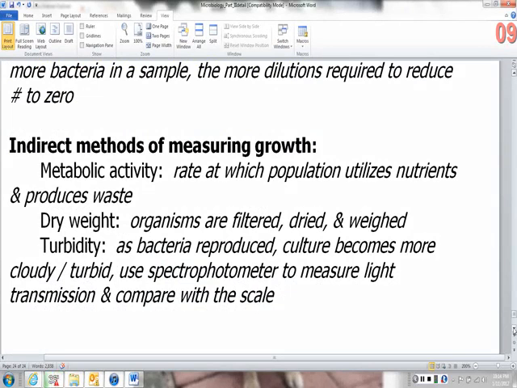Spectrophotometry may be used to measure turbidity or light transmission. As bacteria reproduce, the culture becomes more cloudy or turbid. The measurements are compared with a scale to approximate growth. The technique used depends on the lab's need for accuracy, how frequently the numbers are needed, how quickly they need the results, and the availability of the equipment, which is often very expensive.